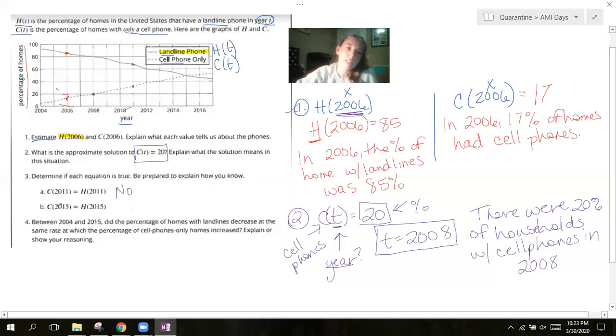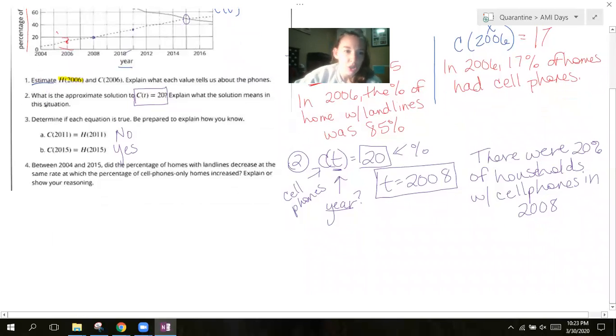All right, next it says C of 2015 equals H of 2015. So again, that means they're the same. So that means that that's where the two lines intersect. So let's look at 2015. Go up. Are the two lines intersecting? Yes, they are. So is it true? Yes, it is. Okay, last one.